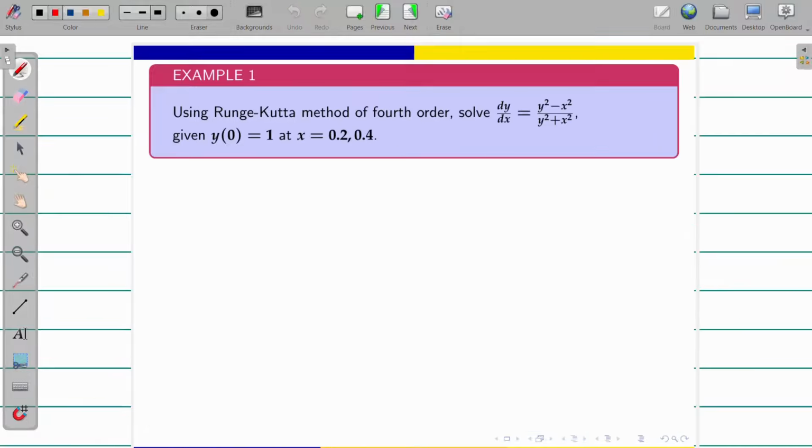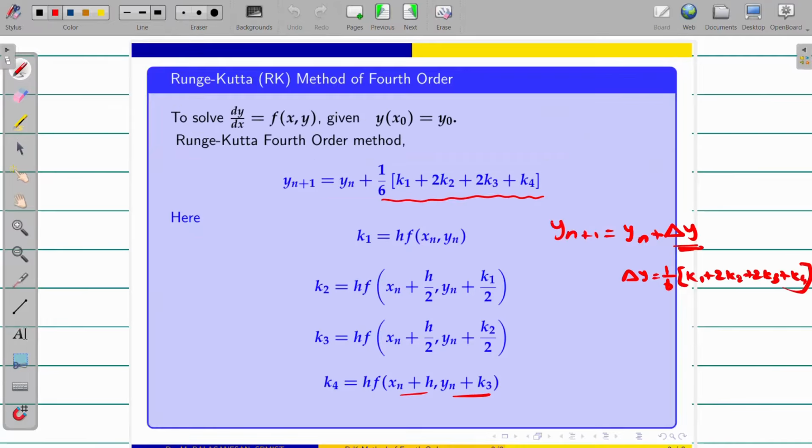So again I will repeat it. This is the formula for the RK method: y n plus 1 equals y n plus 1 by 6 into k1 plus 2k2 plus 2k3 plus k4. K1, K2, K3, K4 we have to find, and by substituting we can get the answer. Here n varies as 0, 1, 2, 3, etc. If you want to find y1, we have to give n equal to 0 in all the places. N equal to 0 means you will get y1, and y0 goes in all the places where the suffix is n. That is what we are going to do here.